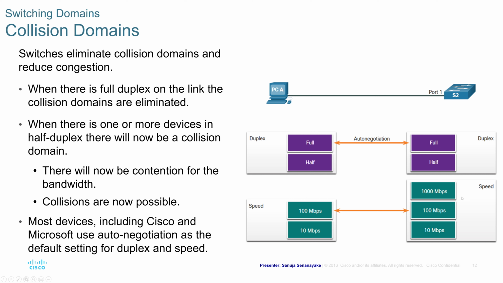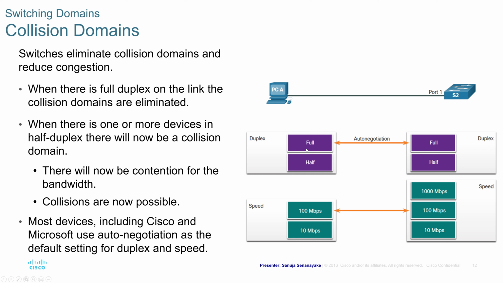So here on the right hand side, we have a PC A that is connected to port 1 of switch 2. In auto negotiation, what's going to happen is this PC A network interface card as well as the port on switch 2 are going to auto negotiate whether they're going to go in full duplex or half duplex. And they will also negotiate what speed they will be communicating at.